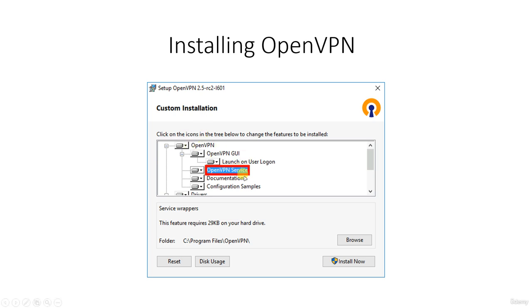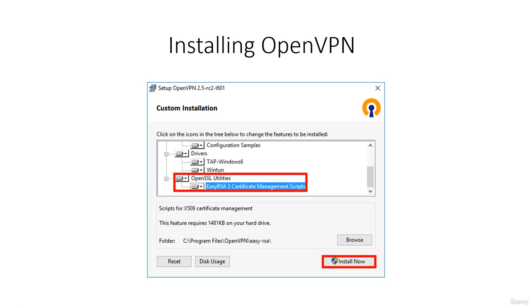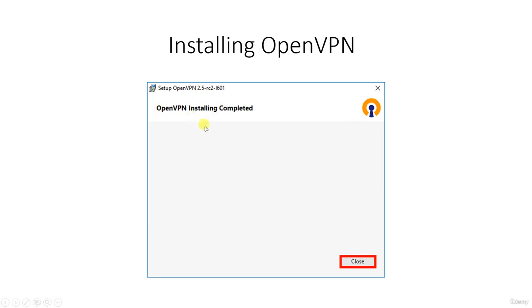Then we install a utility called the EasyRSA 3 certificate management script. Simply click this, then click install, because we need EasyRSA 3 in order to be able to create server and client certificates. This is a must, otherwise it won't work for server and client certificates. Once the OpenVPN install is done, simply click close.